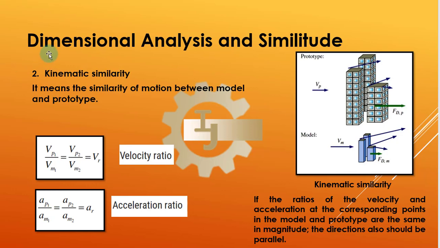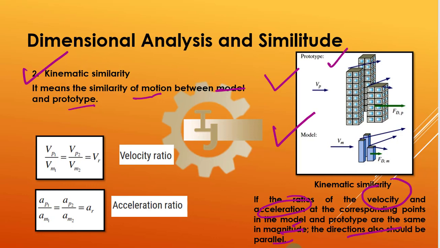Now what is kinematic similarity? Kinematic similarity exists when there is a similarity of motion between the model and the prototype. If the ratios of the velocity and acceleration at the corresponding points in the model and the prototype are the same in magnitude and the directions are also parallel, then we can say there is a kinematic similarity between the prototype and the model.